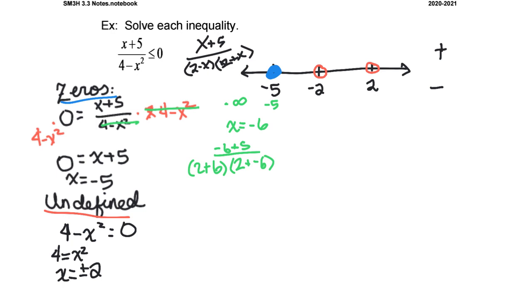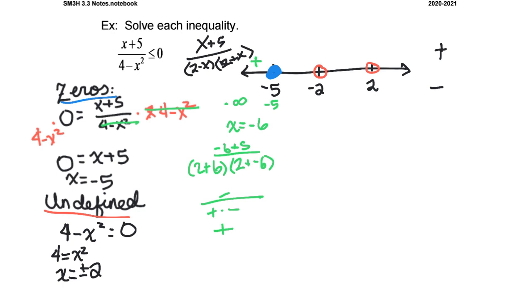So -6 plus 5 is a negative number. 2 plus 6 is a positive number, and 2 plus a -6 is a negative number. So if I take a negative number and divide that by a positive times a negative, my overall value is positive. So I don't care what that value is, I just know that it's above the x-axis.